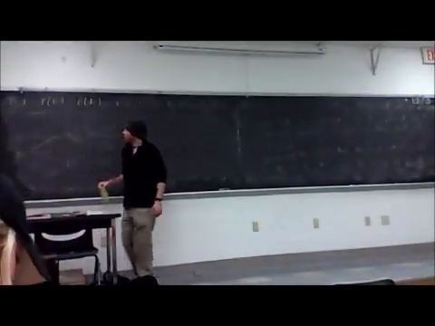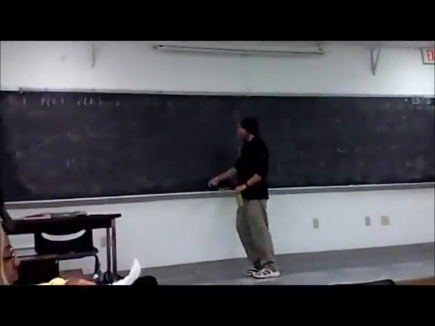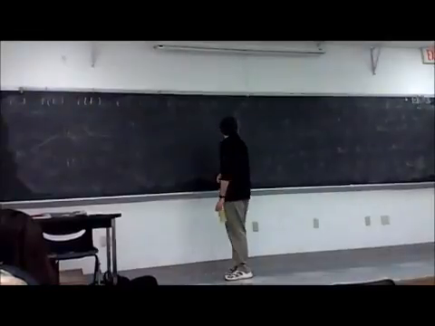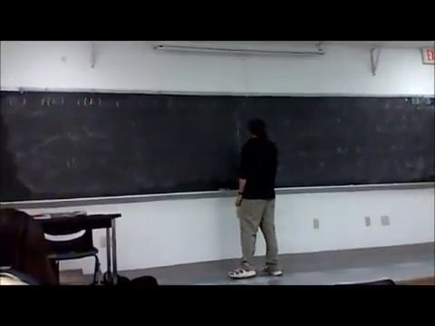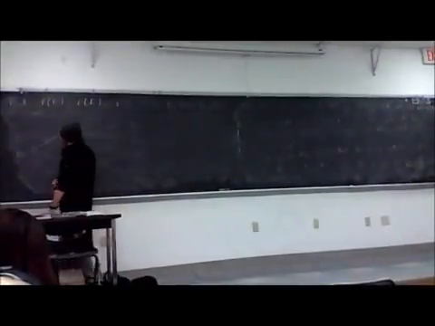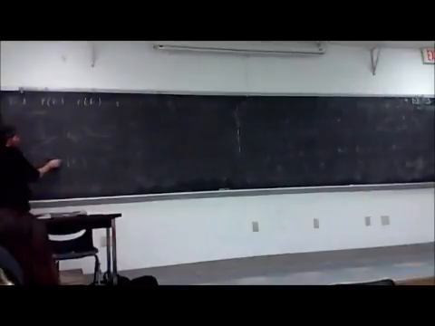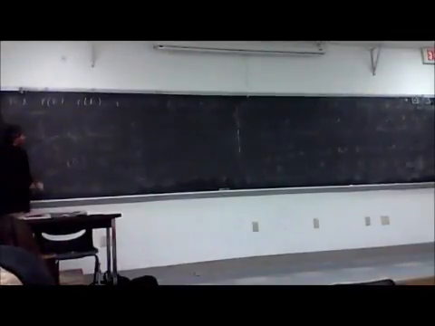So when you first choose the ball, what's the probability that you pull out a red ball? 5/8. So there are 8 total balls in the urn, and 5 of them are red, so this probability is 5/8. What's the probability that you pull out a green ball? 3/8.